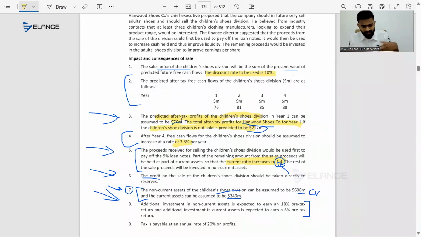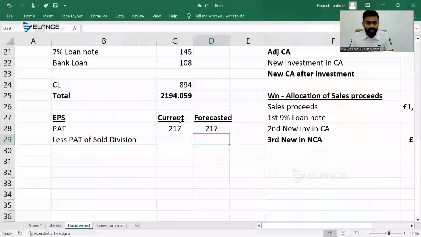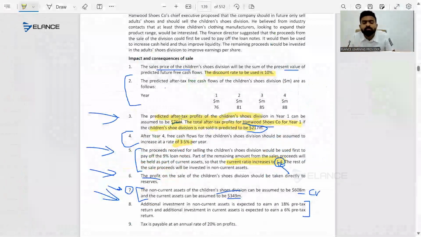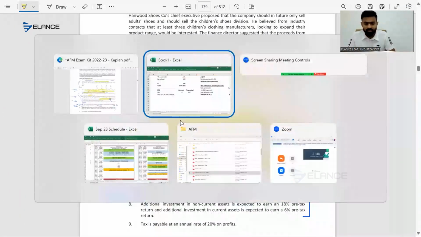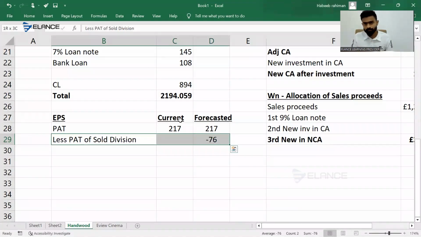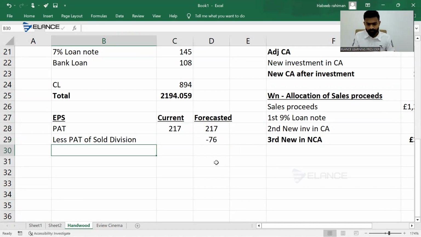76. So after sale of the sold division, that much profit will be reduced from the organization, right? Since we sold that division, we will lose a profit of 76 from the sold division. Is it okay? Yes, sir. Yeah. Now we sold this division.